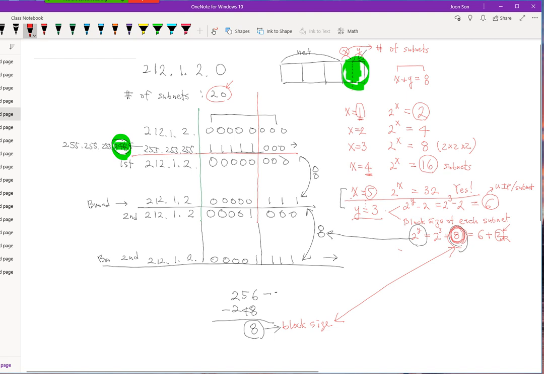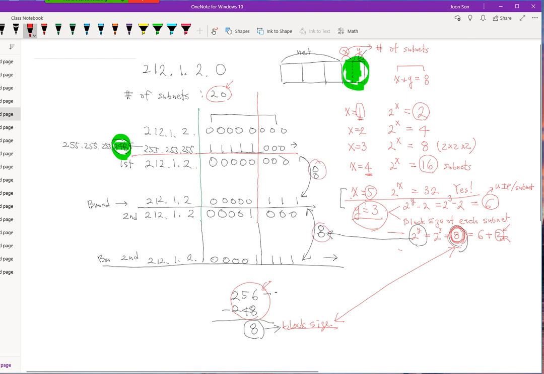So you can use this formula to get the block size, or you can simply get the block size by 2 to the y. Either way is fine. I just want to show you that they are related. This formula really comes from this. So this block size is 8.